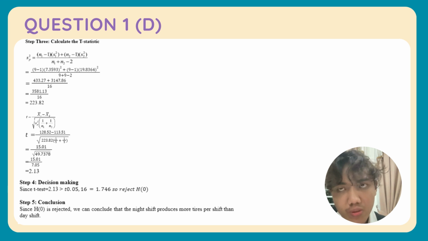X1 minus X2 is the mean, night minus day, I'm pretty sure. I got 2.13. So for decision making, since the test statistic 2.13 is more than 1.746, you need to reject H0. If it is less than 1.746, you need to accept H0.